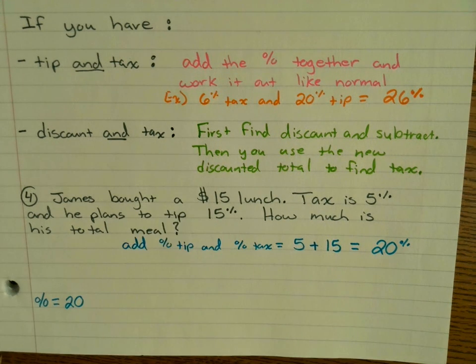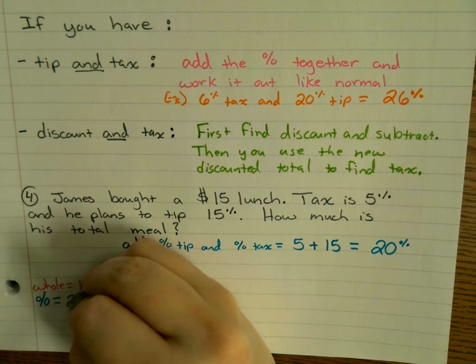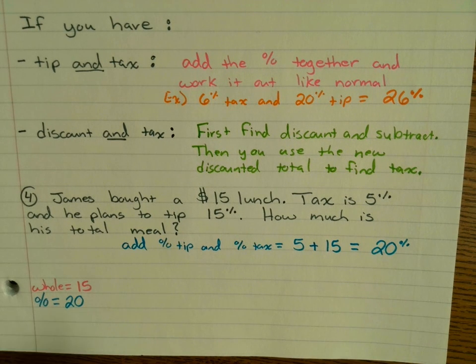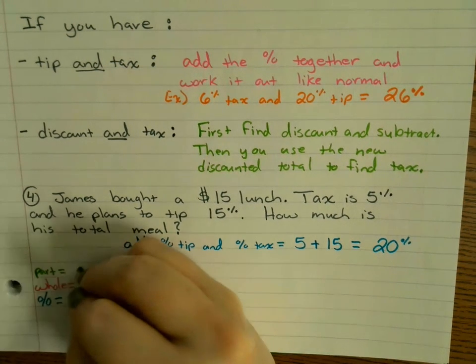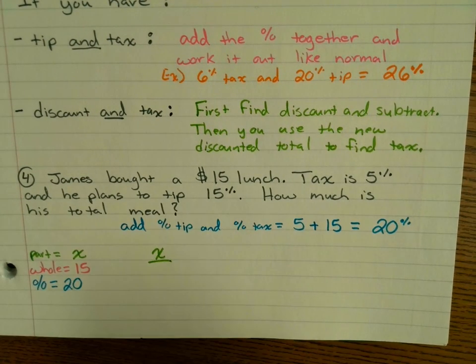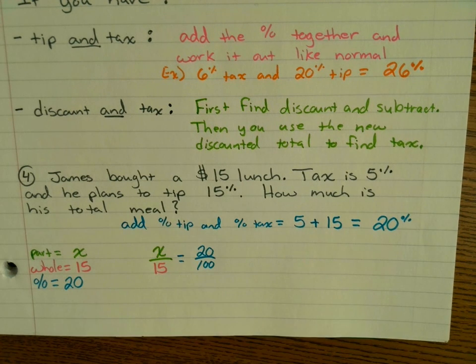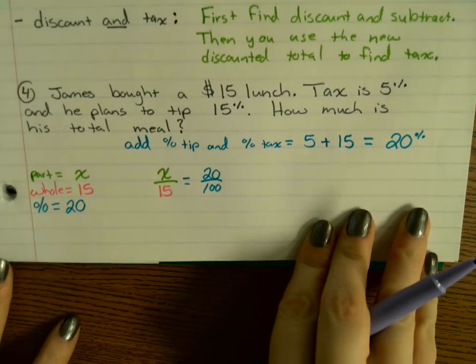$15, is that my part or my whole? Whole, right? That's the initial price. That's the initial cost. That's the whole. We do not know how much we're paying in taxes or how much we're paying in tip. That's the part that we're looking for. That's the X. So we're going to set it up X over 15 equals 20 over 100. We're going to cross product.